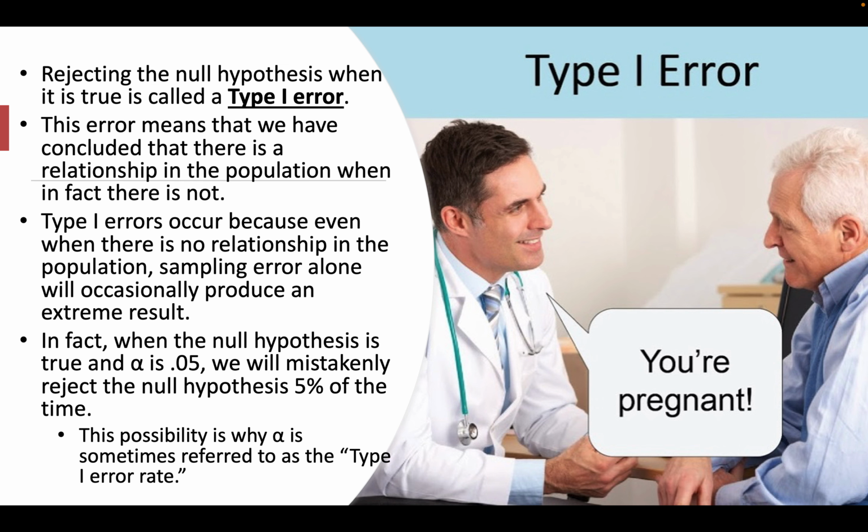Rejecting the null hypothesis when it is true is called a type 1 error. This error means that we have concluded that there is a relationship in the population when in fact there is not. Type 1 errors occur because even when there is no relationship in the population, sampling error alone will occasionally produce an extreme result. In fact, when the null hypothesis is true and alpha is 0.05, we will mistakenly reject the null hypothesis 5% of the time. This possibility is why alpha is sometimes referred to as the type 1 error rate.